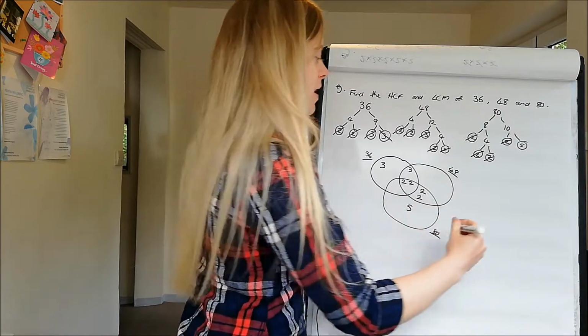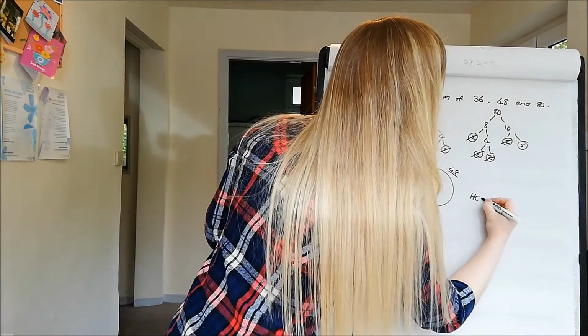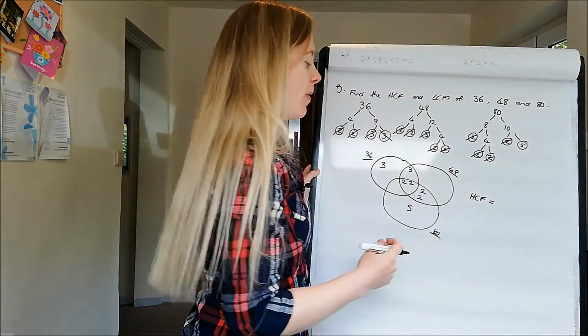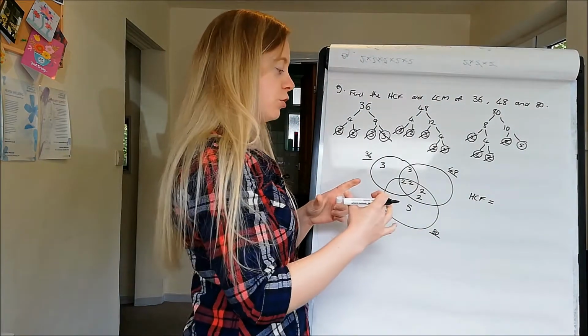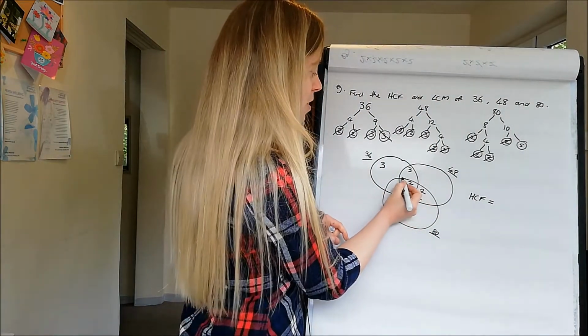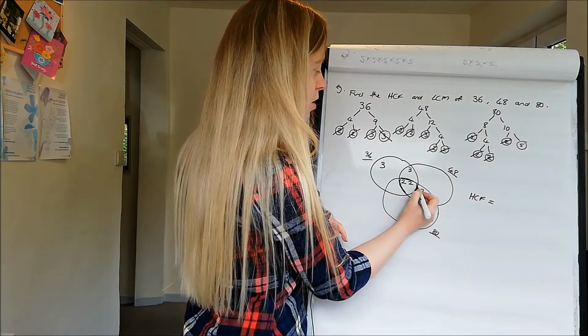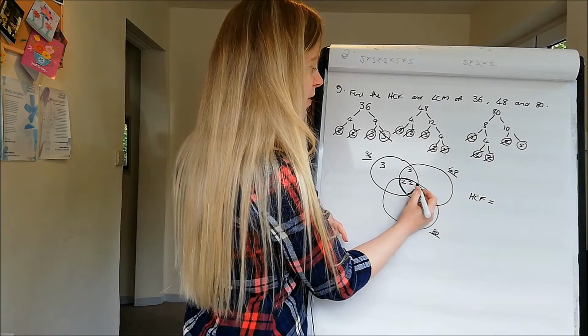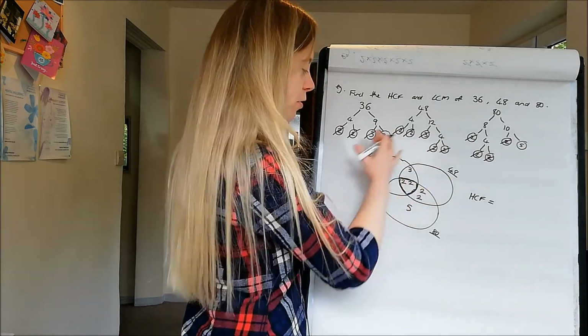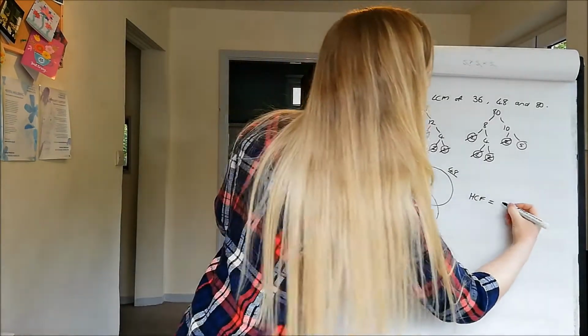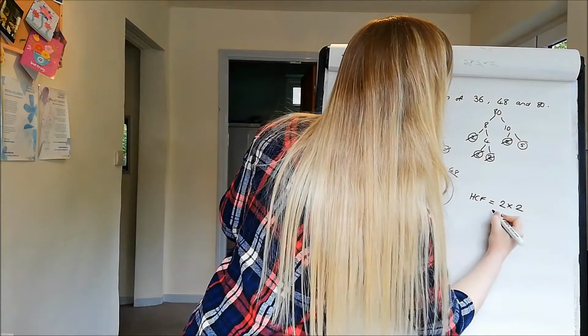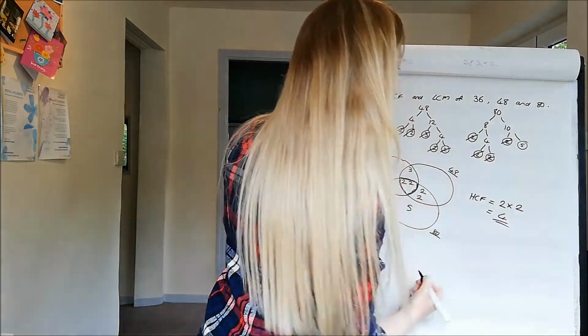Then it works the same as before. The highest common factor is given by the bit that all 3 circles share. So it's given by this bit here, right in the middle, because that's the only bit that all 3 numbers share. So the highest common factor is 2 times 2, which is 4.